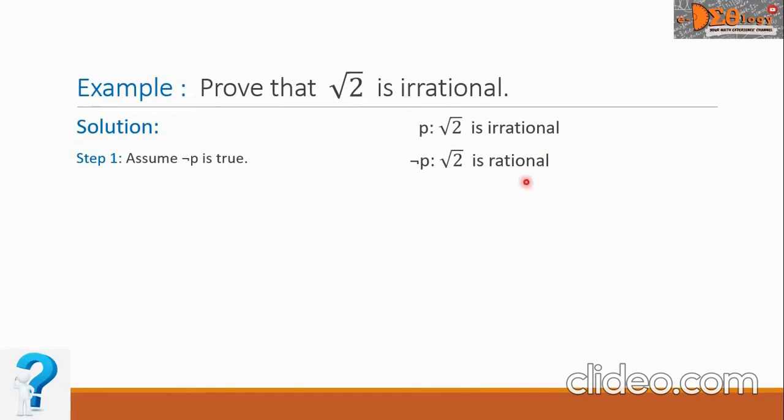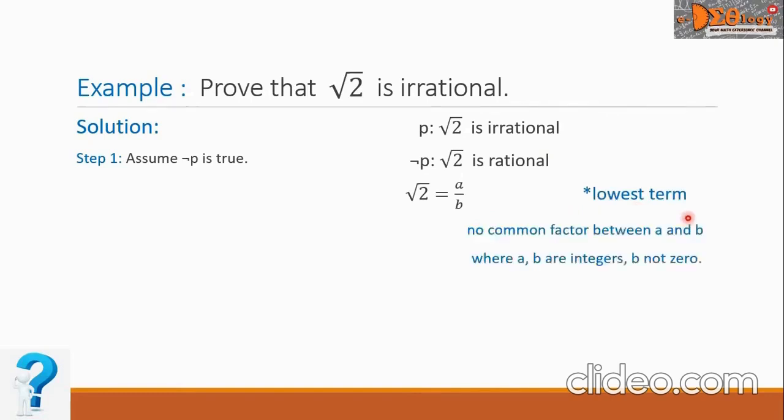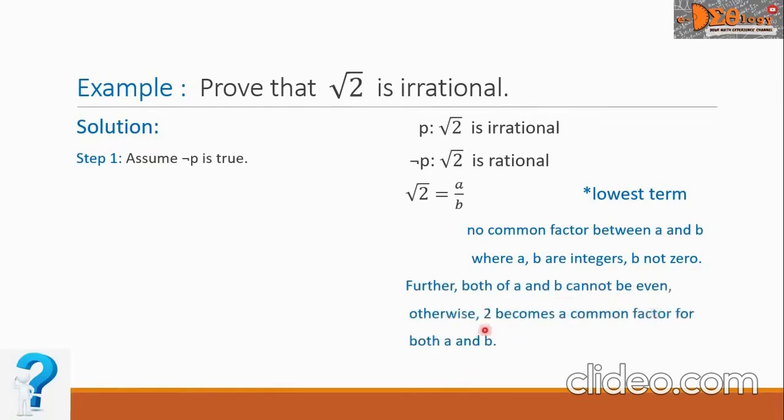If square root of 2 is rational, we can show that square root of 2 equals a over b. This a over b must be in lowest terms. It means there is no common factor between a and b, where a and b are integers and b not equal to 0. Further, both a and b cannot be even integers. Otherwise, the number 2 becomes a common factor for both a and b.